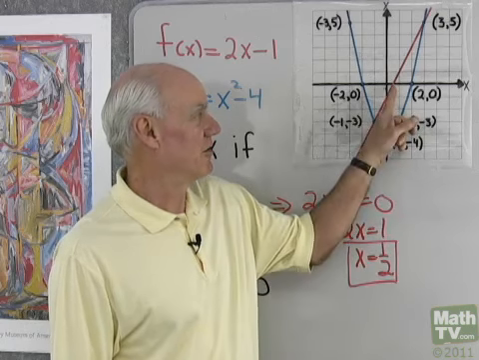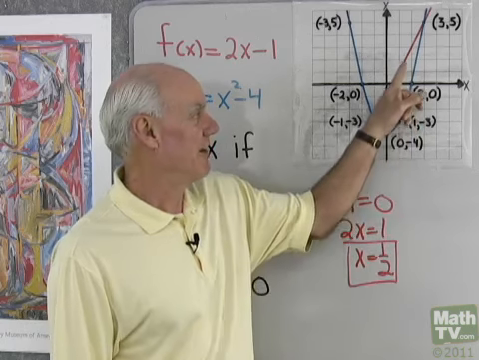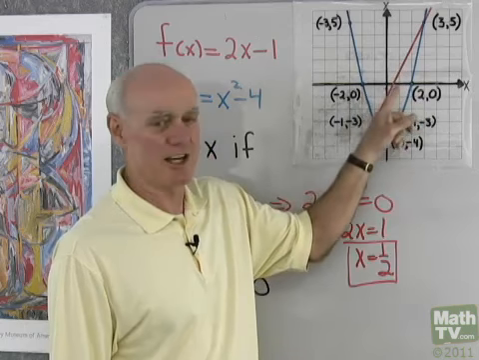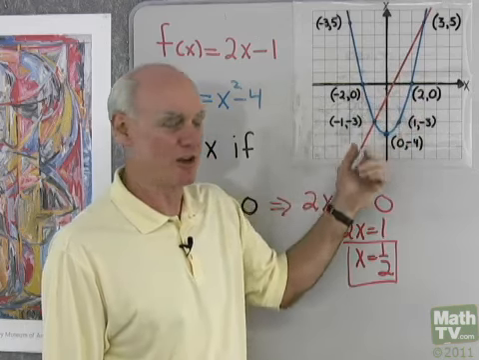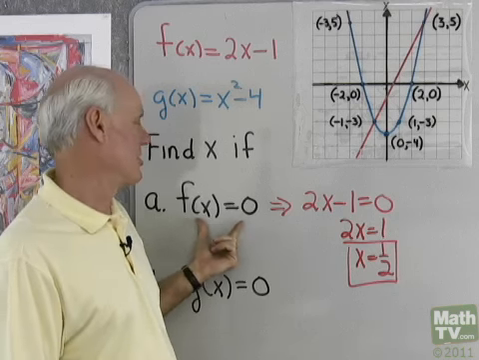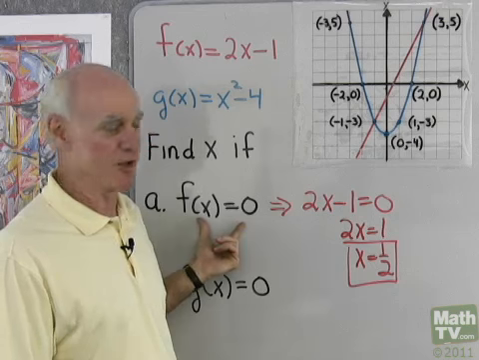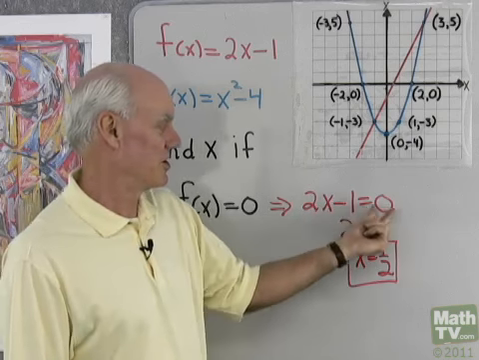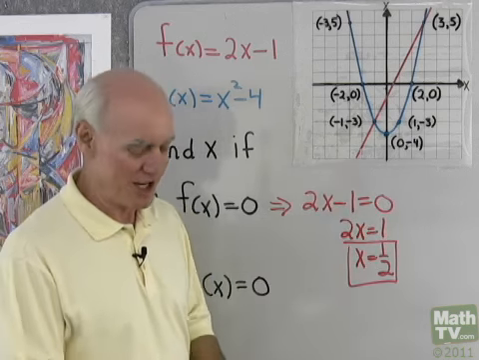And over here on the graph you can see that. When x is 1/2, the red graph right here crosses the x-axis, meaning that y is equal to 0. So saying find x if f of x is equal to 0 is the same as saying find x if y is equal to 0. So I just take 2x minus 1, set it equal to 0. I get x equal to 1/2.